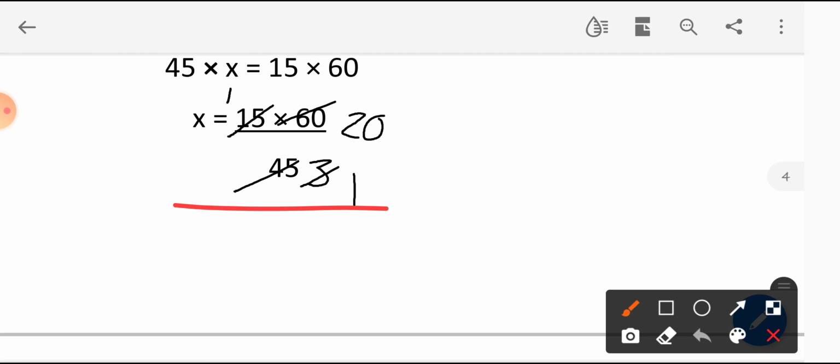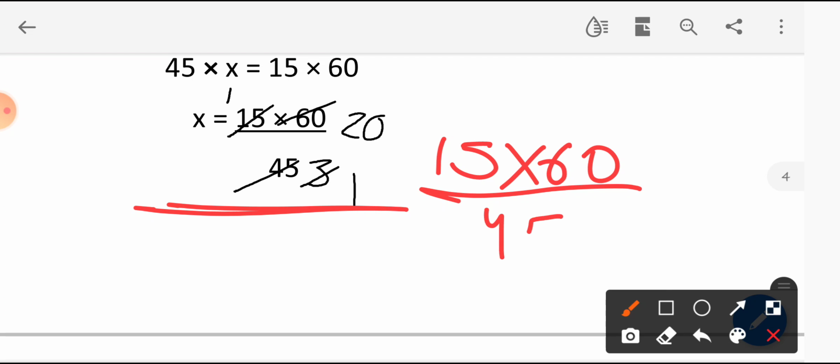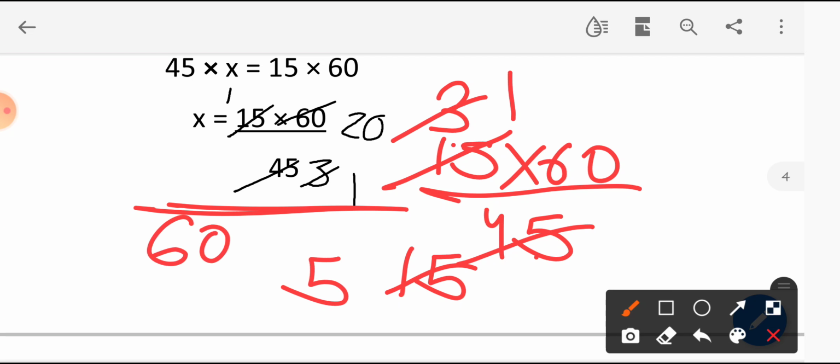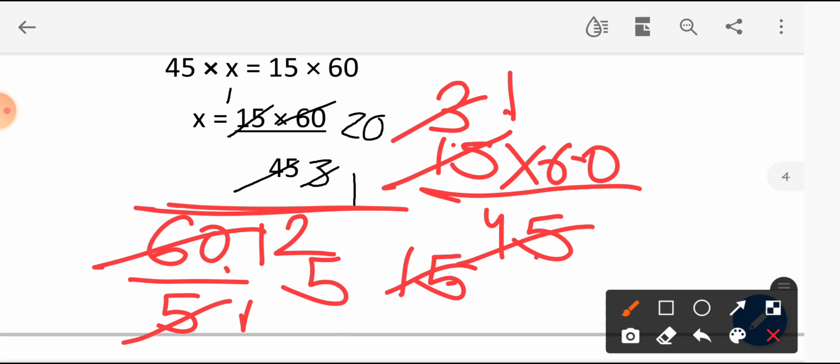So here, how can you use this method? 15 into 60 upon 45. In place of directly dividing 15 and 45 by the 15 table, you can use 5 also, as both are divisible by 5. 5 threes are 15, 5 fifteens are 45. Again you can divide, 3 ones are 3, 3 fives are 15. Now the number left is 1 into 60, 60 and 5. So again 5 ones are 5, 5 twos are 10.